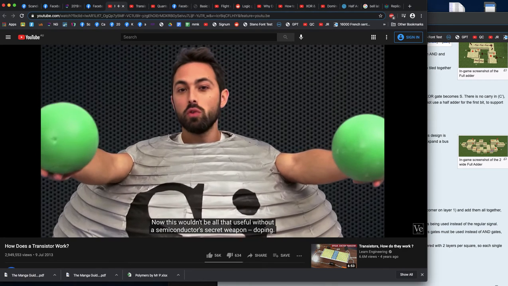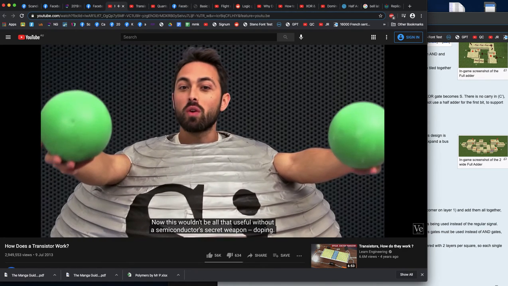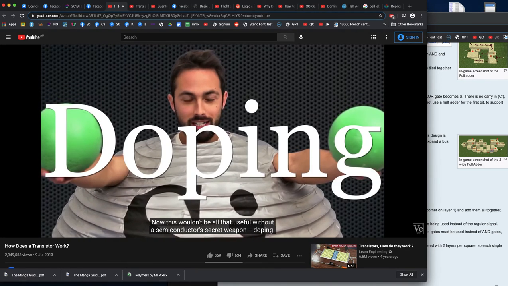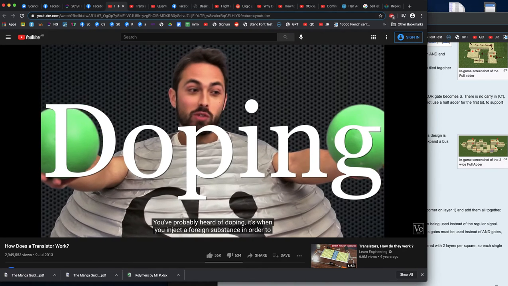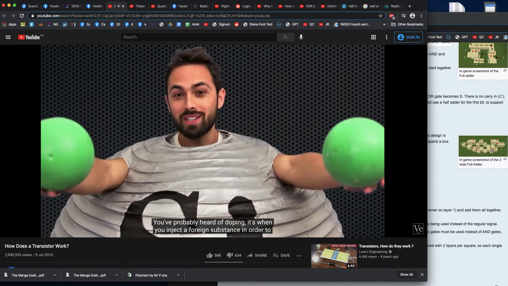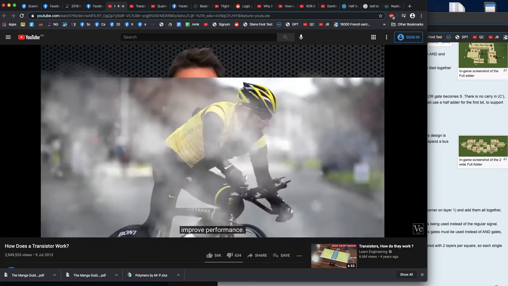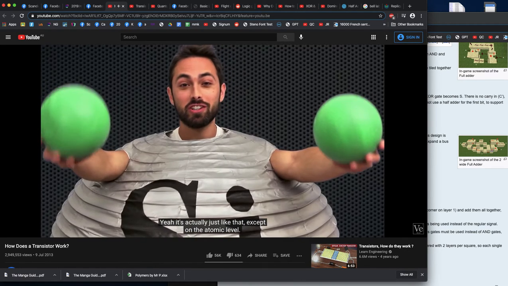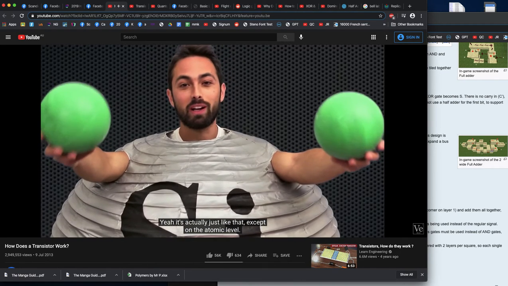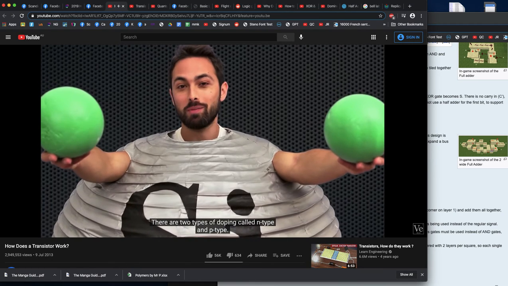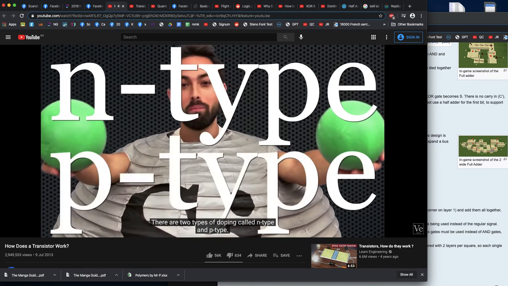Now this wouldn't be all that useful without a semiconductor's secret weapon, doping. You've probably heard of doping. It's when you inject a foreign substance in order to improve performance. Yeah, it's actually just like that, except on the atomic level. There are 2 types of doping, called N-type and P-type.